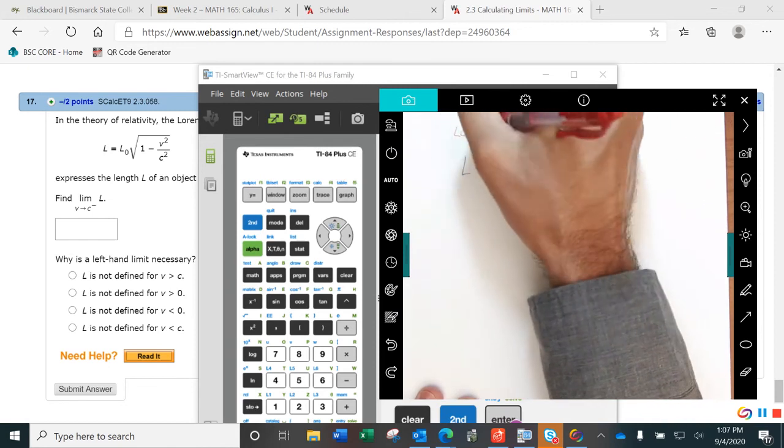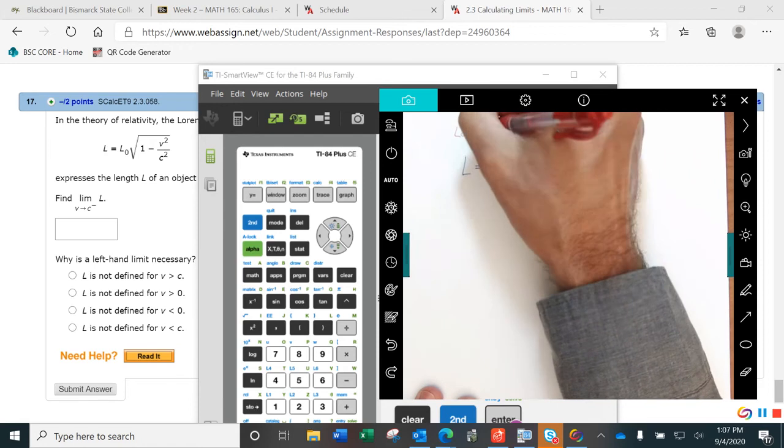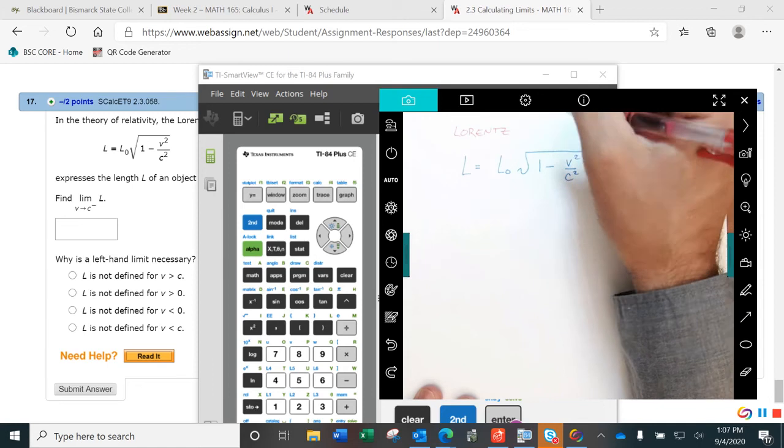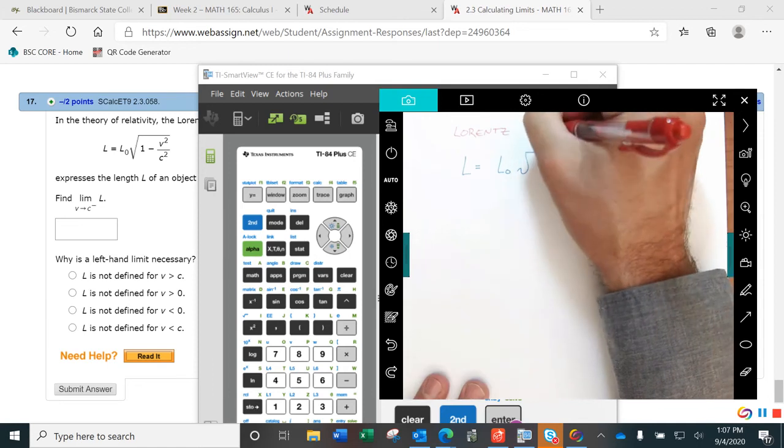If you're just worried about the answer to the problem, hang tight. We'll get there. But if you find this interesting, grab your calculator. We're going to do some exploration.